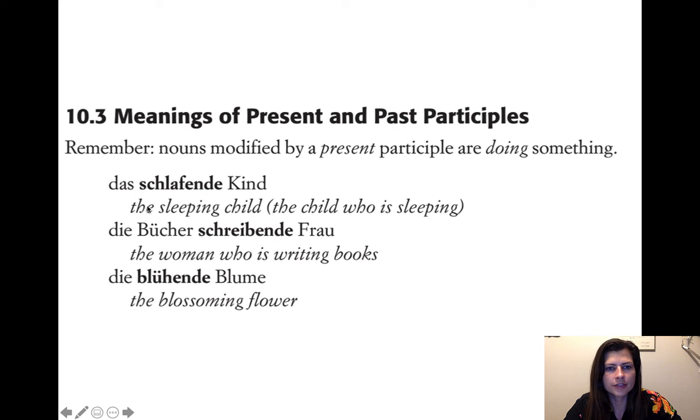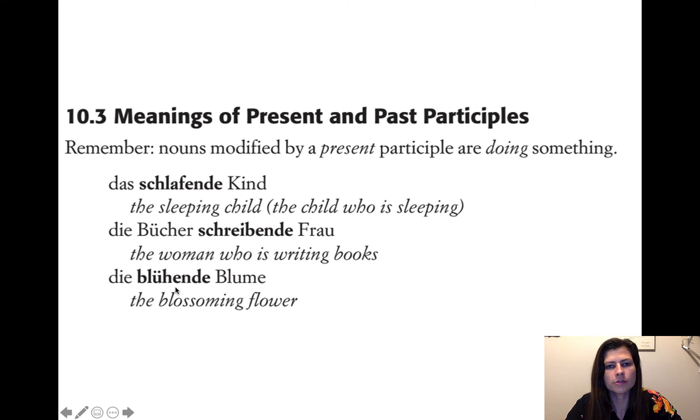Okay, so we have some nouns modified by a present participle, which are doing something. Das schlafende Kind, the sleeping child or the child who is sleeping. Die Bücher schreibende Frau, the woman who is writing books. If you try to make this exactly parallel, it would be the books writing woman, which would be confusing in English. So it needs to be changed to a relative clause, the woman who is writing books. And then die blühende Blume, the blossoming flower. You can just translate word for word, and that one works out just fine. Blühen means to blossom or to bloom.